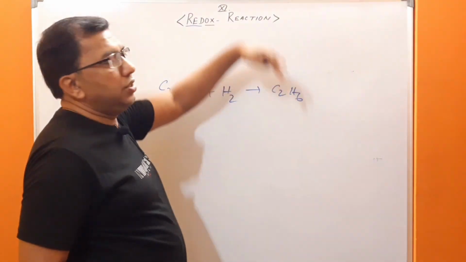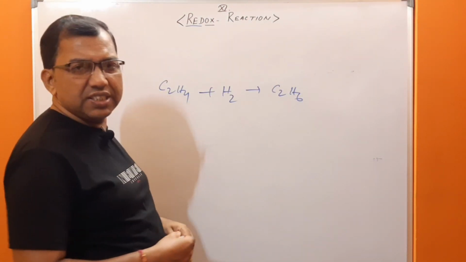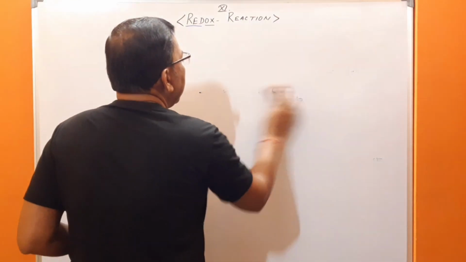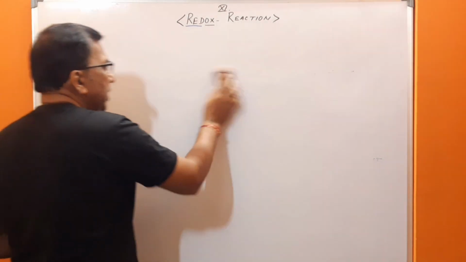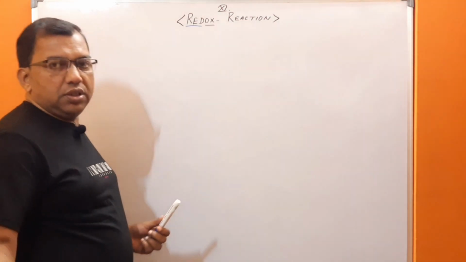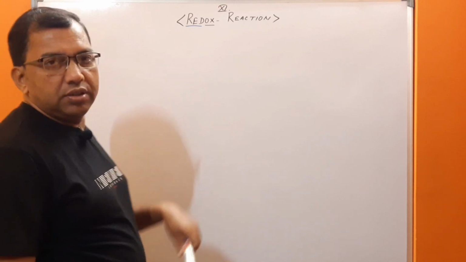Hydrogen is added, oxygen is removed. Many reactions are there, but I will not discuss them. This is a very simple thing, so you go through the book and it will be clear. It is very easy from class 6, 7, 8, 9, 10 onwards, and you already know it.